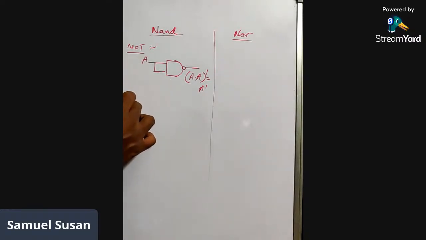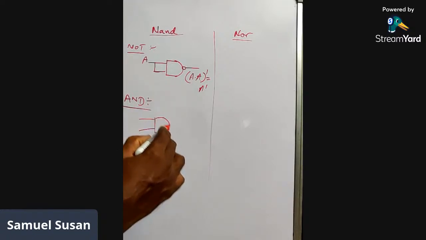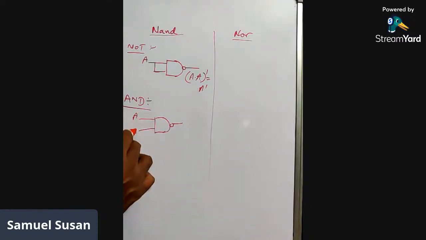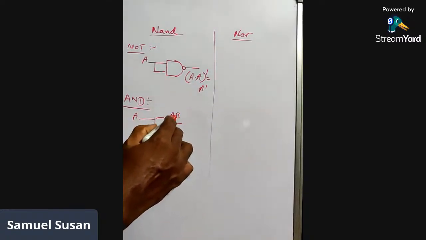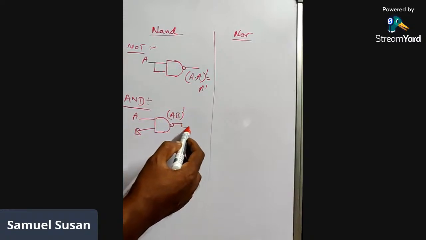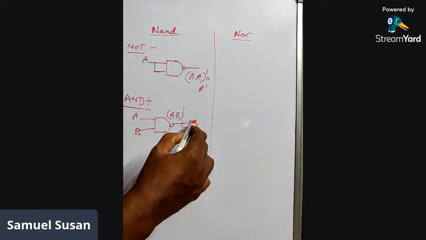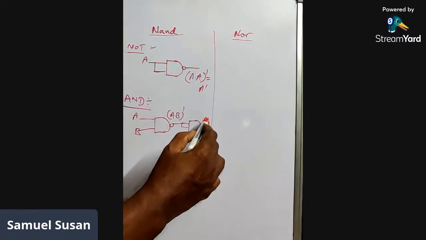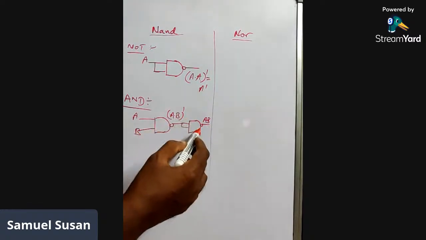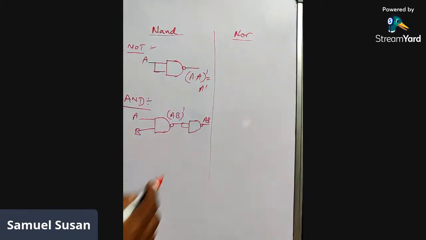Then we go with an AND gate using a NAND gate. Again we take a NAND gate. The output of this, if the inputs are A and B, is AB whole dash. If you want to remove this complement, use the same NOT operation as done previously. So this gives you AB. You performed a NOT here using the same logic as before. So this is an AND gate using a NAND gate.